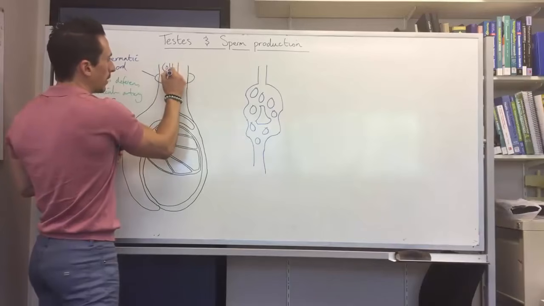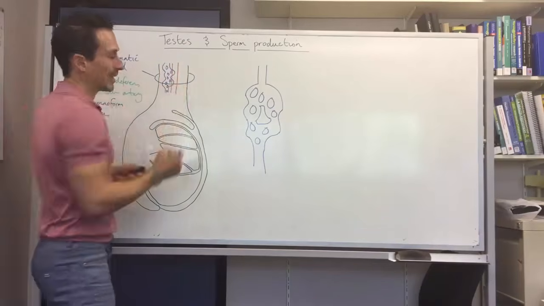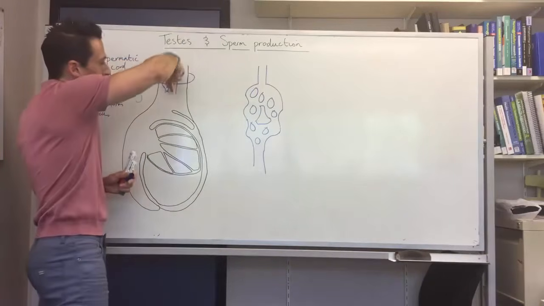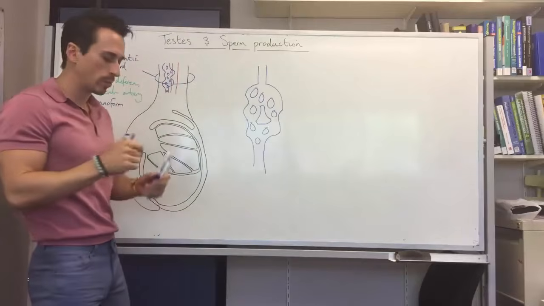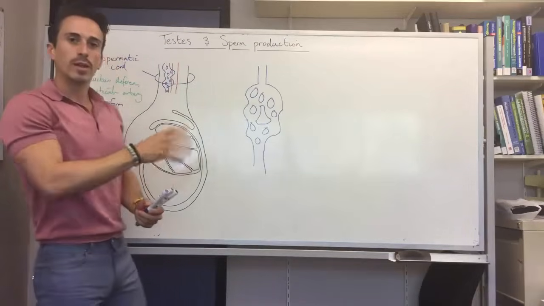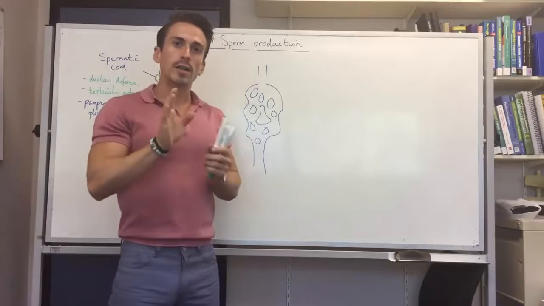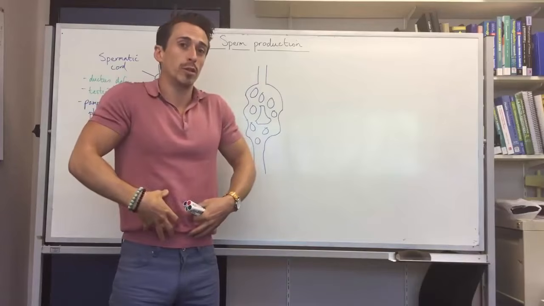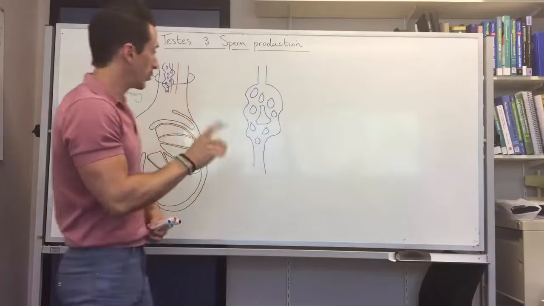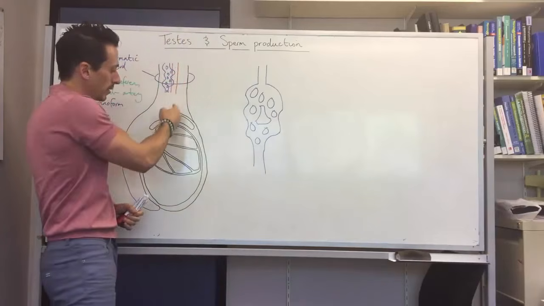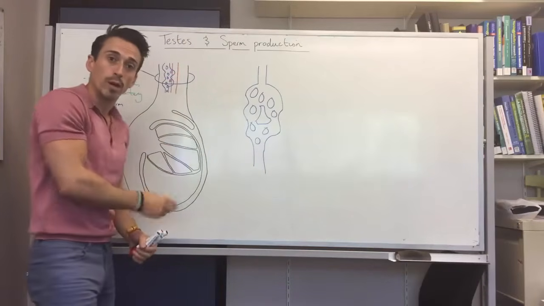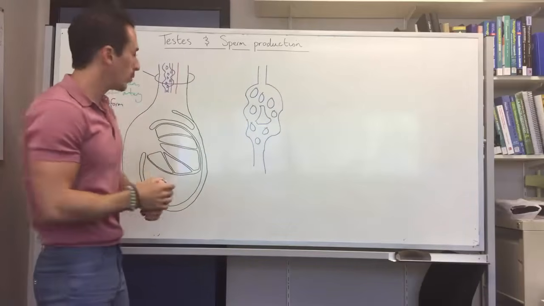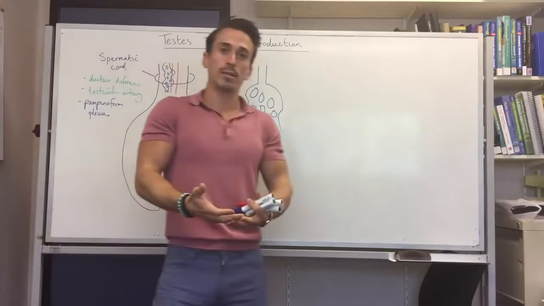Now the reason why we have this pampiniform plexus is because this venous supply cools the arterial blood coming down. Why do we want to cool this blood? Well, when it comes to sperm production, the ideal temperature is around 2 to 3 degrees lower than internal body temperature, which means the ideal temperature has to be 2 to 3 degrees lower than the blood that's coming in to feed it. So this blood's going to be too warm for the testes, and so this venous supply cools it down. That's another reason why the testes are found exterior to the body.